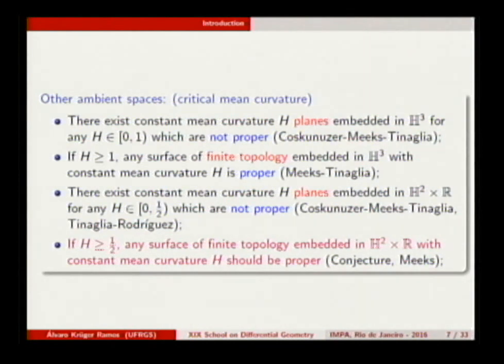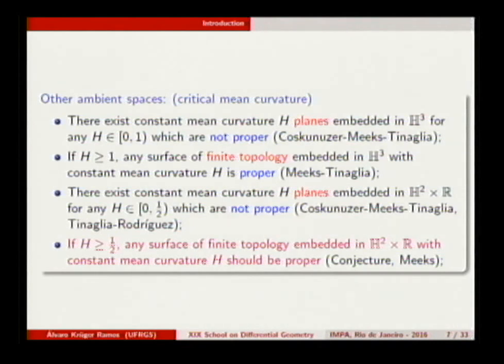In some other ambient spaces, we know that this result doesn't hold. For instance, in H3, for any H less than 1, there are planes which are embedded, but not properly embedded, with constant mean curvature that particular H. That is a theorem by Coskunuzer, Meeks, and Tinaglia. And this result is actually sharp because if H is bigger or equal to 1, a similar result as in R3 happens. Any surface of finite topology which is embedded with constant mean curvature H should be proper.